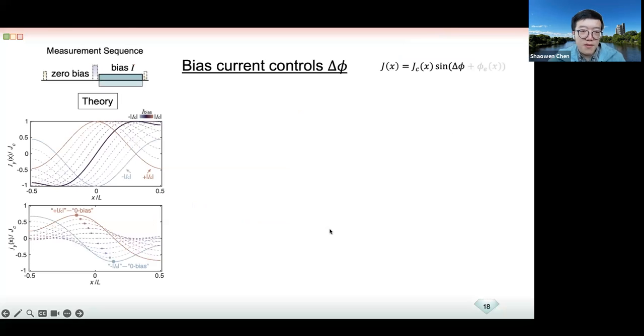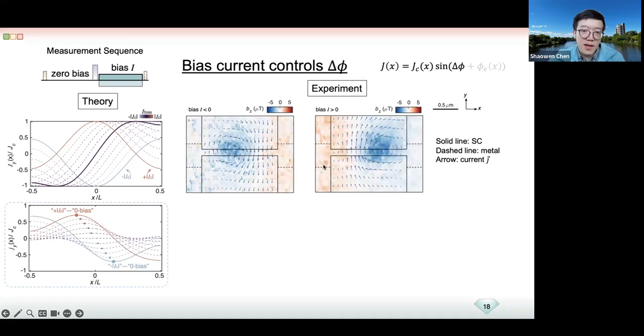And to visualize this effect, we will do an AC measurement that takes the difference of a zero bias with a finite bias. So in theory, what this looks like is essentially I can subtract from each of these curves in my theory the bold line in the middle, which is the zero bias case. And this is the result I get in the bottom panel. This is what I expect for the current flow. And in our measurement, what we can actually do is take a 2D map of the junction area.